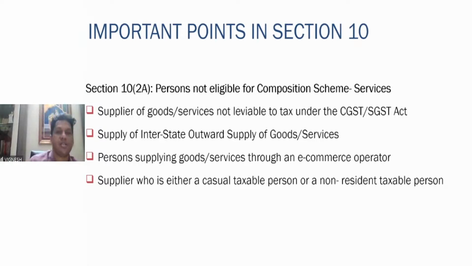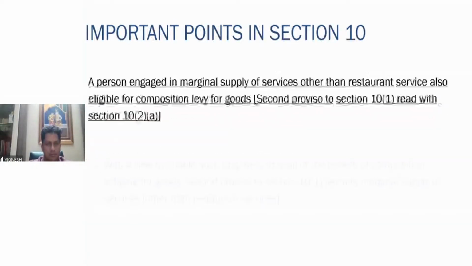Then in 10 subsection 2A, for services, who are all not eligible: supplier of goods or services not taxable, interstate outward supply, e-commerce operator, supplier who is either a casual taxable person or a non-resident taxable person is also not eligible.